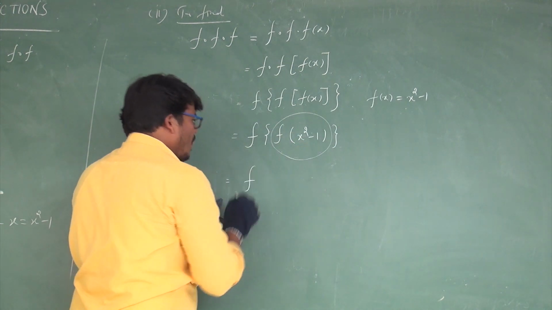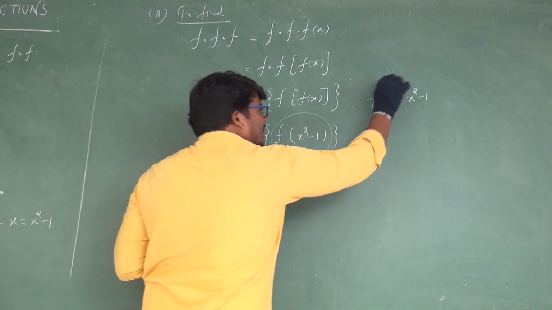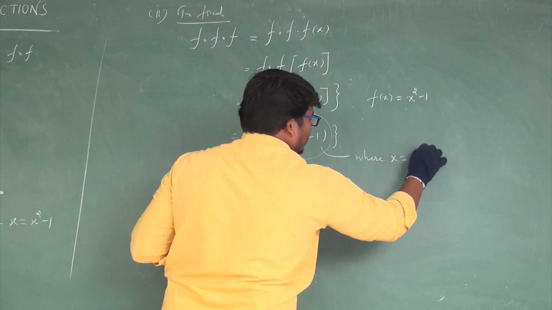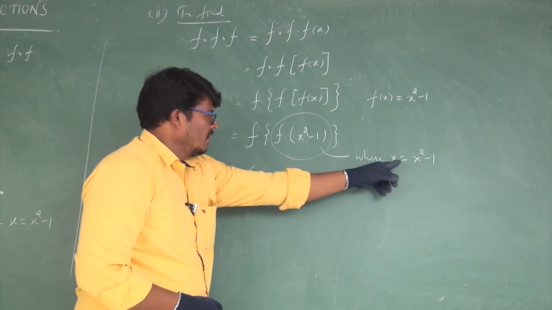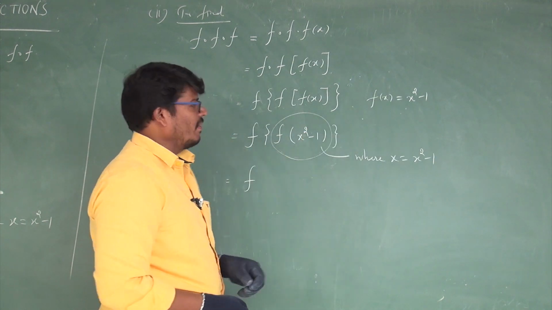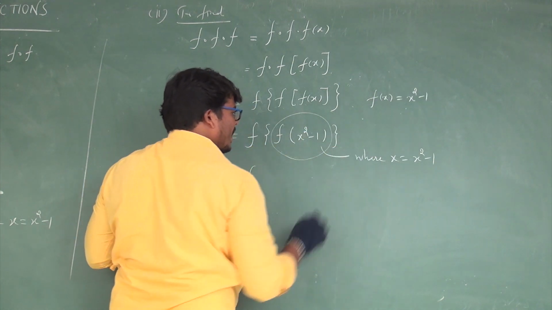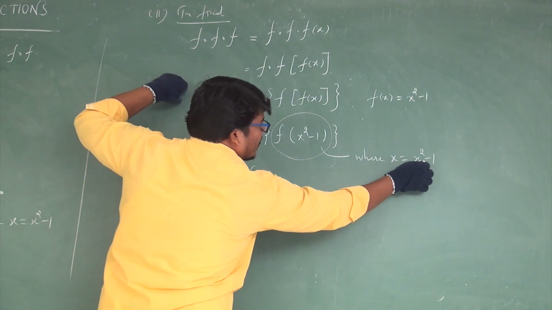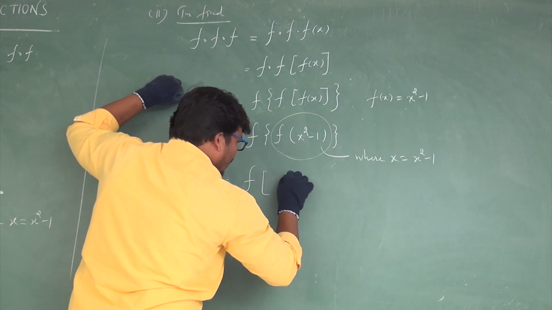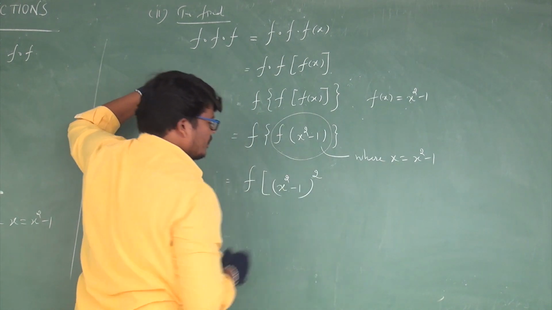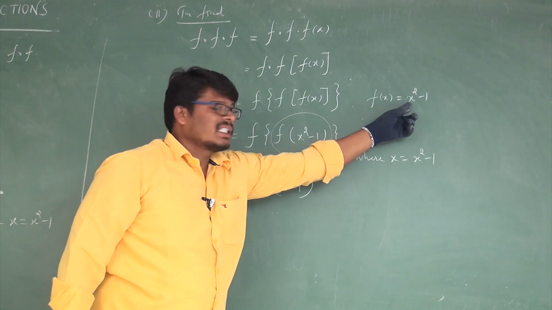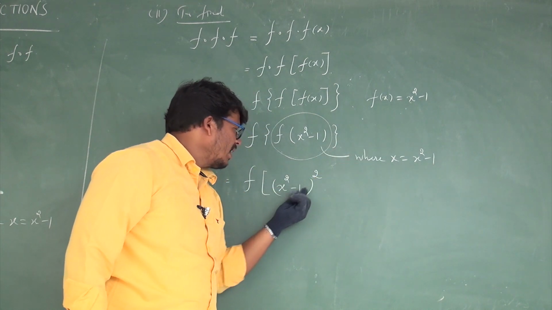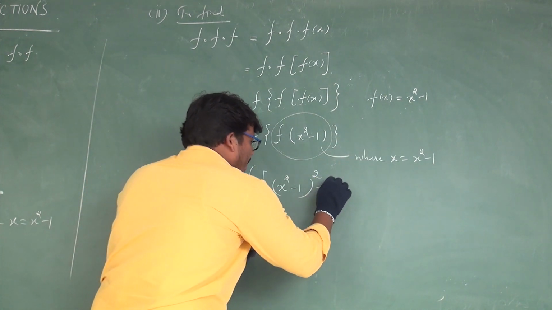That is f of x, where x is x square minus 1. Where x value is x square minus 1, substitute in f of x. Here f of x is x square minus 1. Here x value is x square minus 1, so x square becomes (x square minus 1) whole square. Now substitute the value: (x square minus 1) whole square minus 1.